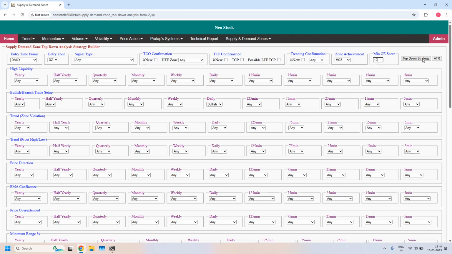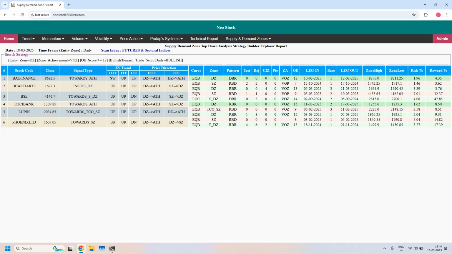So with these filters, we got 6 stocks. So these 6 stocks are supporting bullish trade setup for monthly income trade. And all these entry time frame zones are daily demand zones. Because it is a bullish trade setup, we should look into the demand zones for the trade planning. Supply zone is only target.